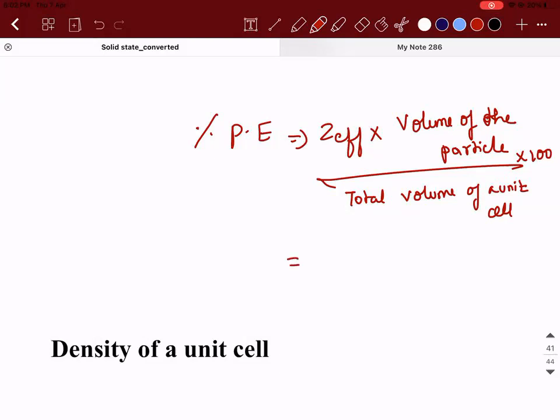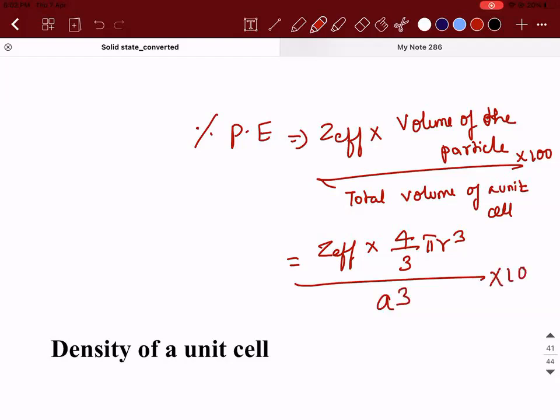Now what is the volume of the particle? The particle looks like a sphere, so it is 4 by 3 pi r cube. So ZF into 4 by 3 pi r cube divided by total volume of the unit cell, length into width into height, a into a into a, that is a cube, into 100. Clear? So now calculate for SCC. You know your ZF. What is your ZF? 1.